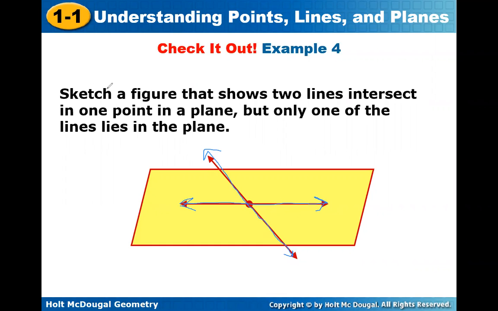So did I figure this out? Let's see. Two lines intersect in 1 point. Two lines intersect at 1 point. That certainly, I've done that. But only one of the lines lies on the plane. Okay, so this line lies on the plane. This line does not. Only one line lies on the plane. Looks like I got it.